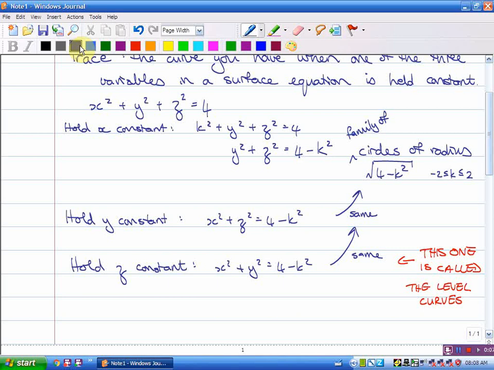Okay, so level curves are traces. They're the trace where z is held constant. Okay, so if you look in past tests and exams, you'll find lots of questions like this, asking for level curves.